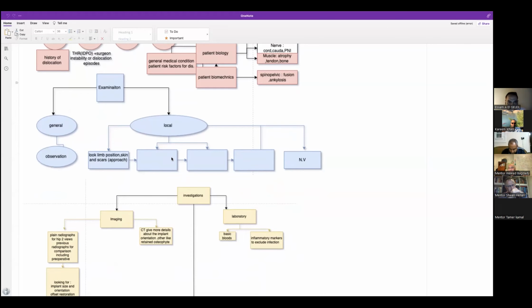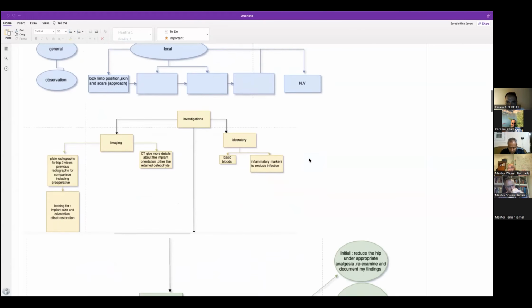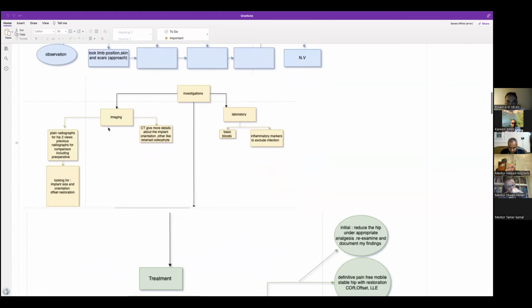And then local, as you can see, I left these slots empty because I cannot walk the patient, I cannot move the patient, I cannot stand, I do nothing. I'll just look for the limb position, skin scars, and I will assess the neurovascular status. Then my investigation, initially in ED, I'll obtain plain radiograph, check previous radiograph. Then I will do CT scan.